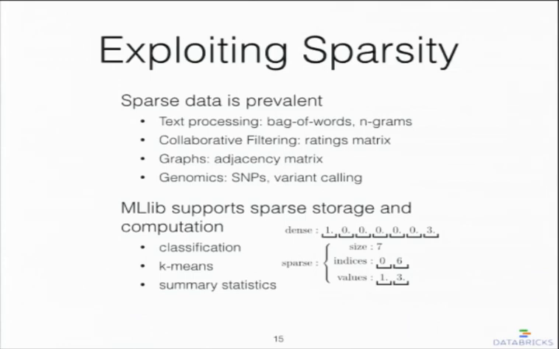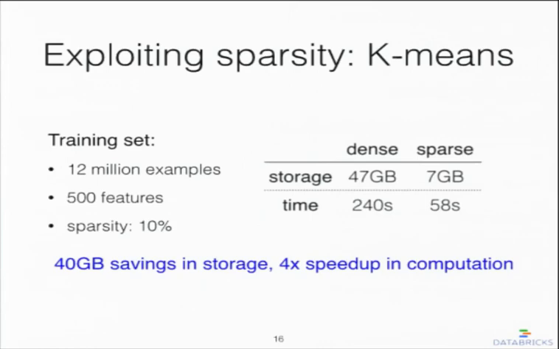So for classification, k-means, and summary statistics. And we've seen that this, not surprisingly, can have a big impact on performance. So here's one example of exploiting sparsity in the context of clustering with the k-means algorithm. And basically, we have this training set. It's Twitter tweets, 12 million examples, 500 features. Because it's text, it's unsurprisingly sparse.